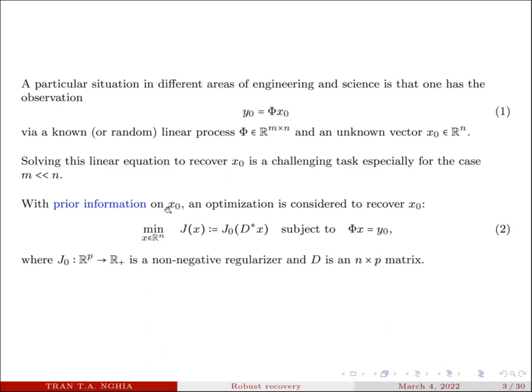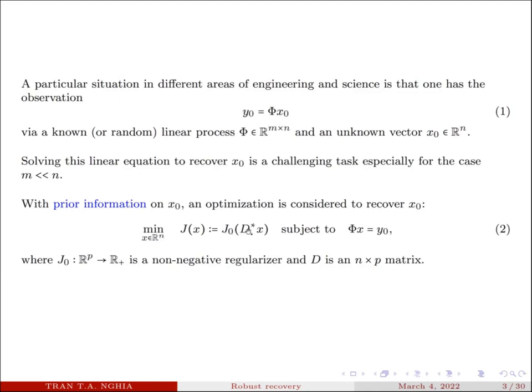If we know some information about X naught, there is a technique of optimization. They model it in the following way: we minimize a cost function with a regularizer, and the condition is still a linear condition. So what are those regularizers? For example, in compressed sensing and signal processing, people want a sparse solution. Sparse solution means we have many zero components in the solution, okay? And in that situation, the regularizer is usually the L1 norm function.